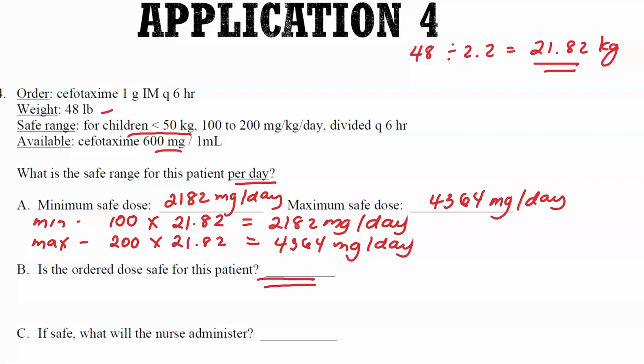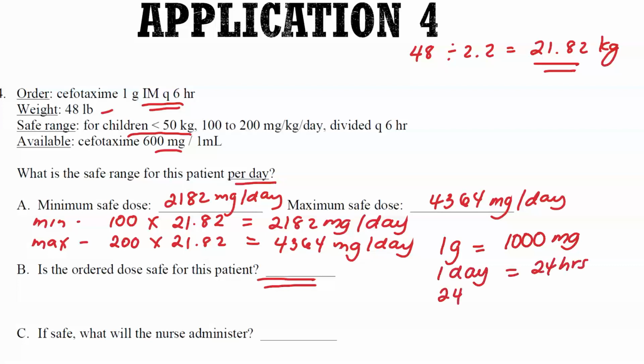So the next question is, is the ordered dose safe for this patient? Let's pay attention. The order is cefotaxime 1 gram every 6 hours. Let's take into consideration that that's per dose. So 1 gram is equal to 1,000 milligrams. In 1 day, there are 24 hours, so we need to take that into consideration. In 24 hours, how many 6 hours are there? There are 4.